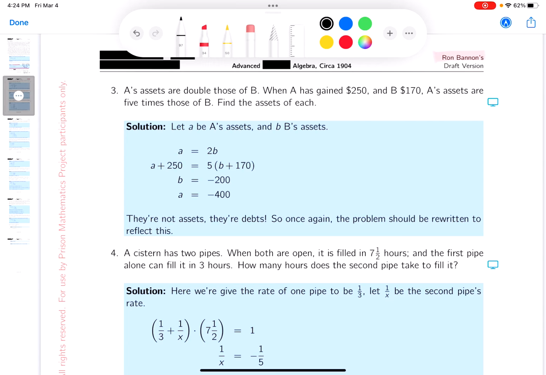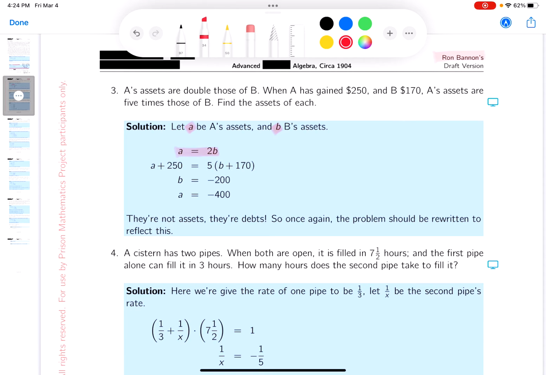Okay, so it says A's assets are double those of B. So what I did over here is I said A is A's assets and B is B's assets. So I just simply wrote down what the relationship is. What's the relationship? A's assets are double those of B. So I write that down. That's an important relationship, by the way.